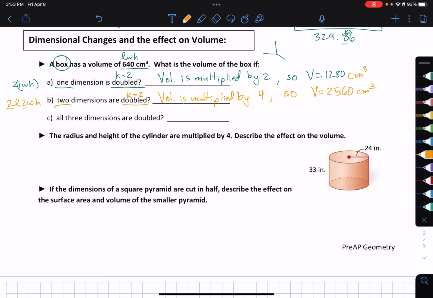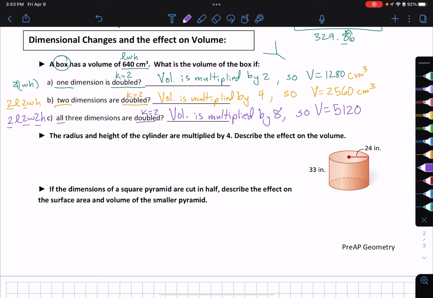Now, if we're changing all 3 dimensions, that would be 2 times the length, 2 times the width, 2 times the height. 2 times 2 times 2, or 2 cubed, is 8. So the volume is multiplied by 8. So the new volume would be 640 times 8, which is 5,120 centimeters cubed. So if you're changing one dimension, you just multiply by K.